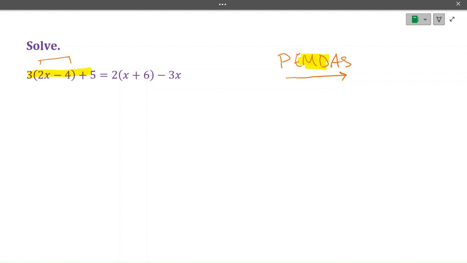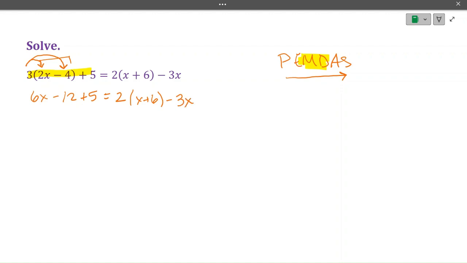So distribution is a form of multiplication. So I'm going to go ahead and I'm going to distribute my 3 to both terms inside of this binomial. So 3 times 2x is 6x. 3 times negative 4 is negative 12. And then I still have plus 5. And just because I like to keep things neat, I'm going to rewrite my whole equation.